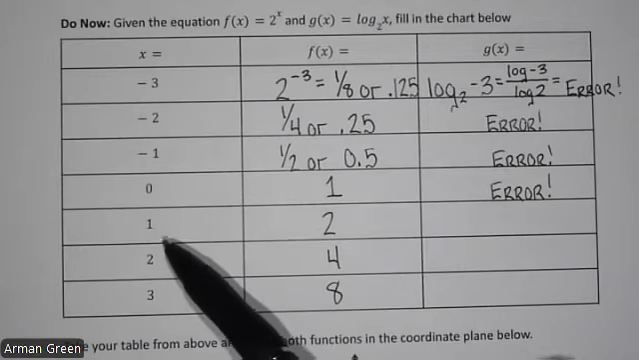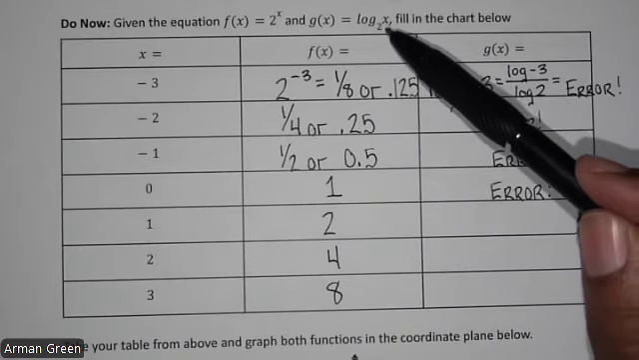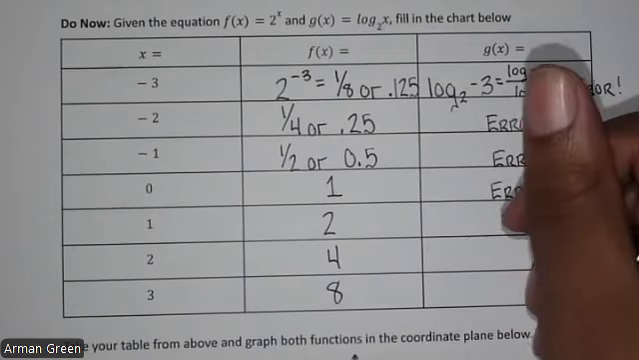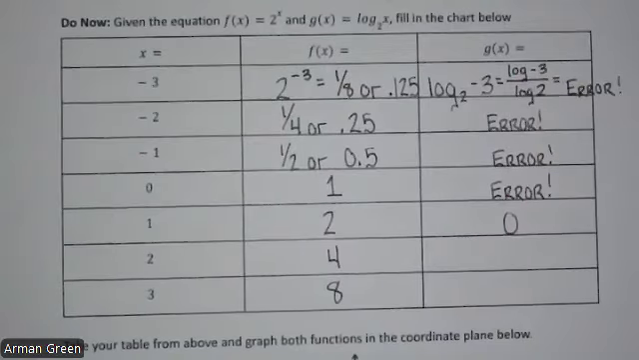If I plugged in 1 into my function for x, log base 2 of 1, what you should have got is 0.